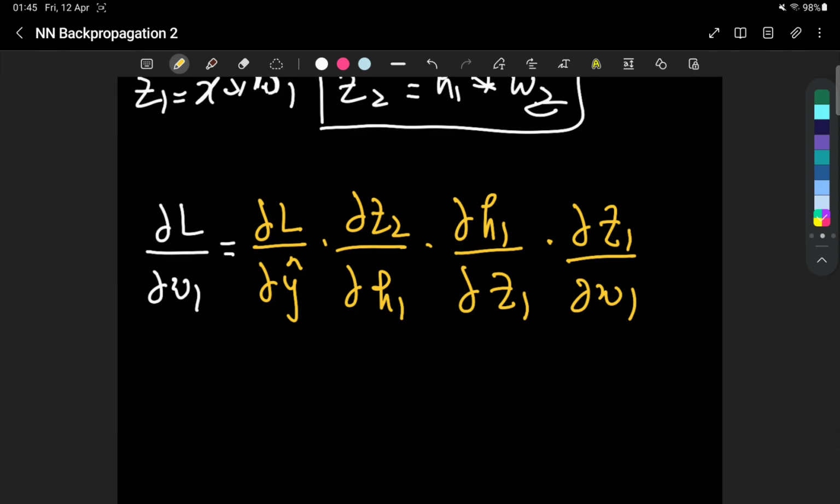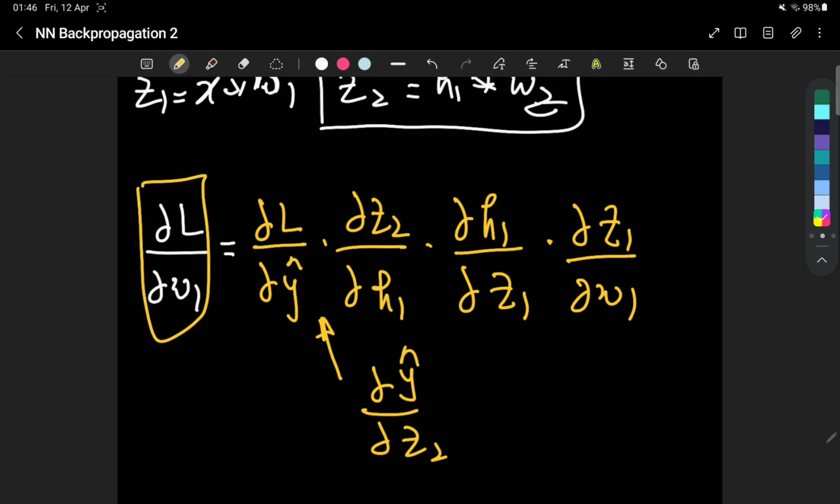There is probably one that is missing, and that is, हाँ, यहाँ पे एक आएगा partial derivative of y hat with respect to z2. तो ये 5 derivatives आएंगे इस केस के अंदर. So this, if you multiply all of these together, this is what you will actually be getting. ठीक है, partial derivative of the input that is actually coming up.